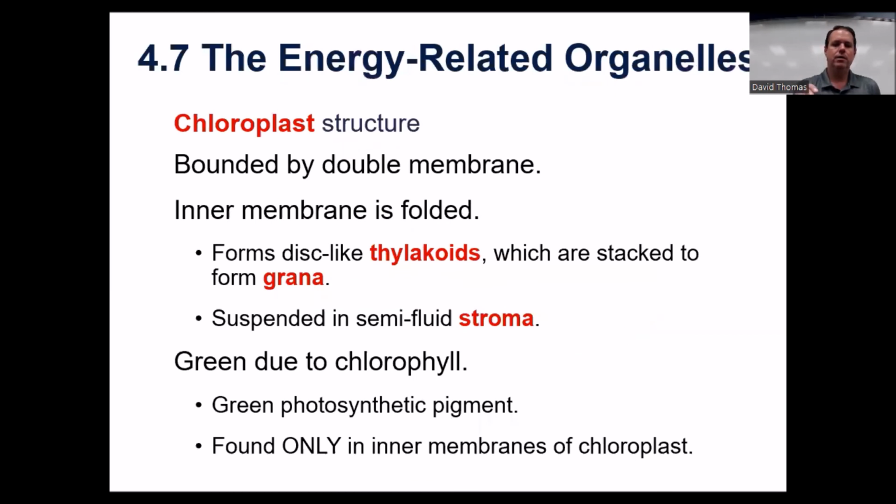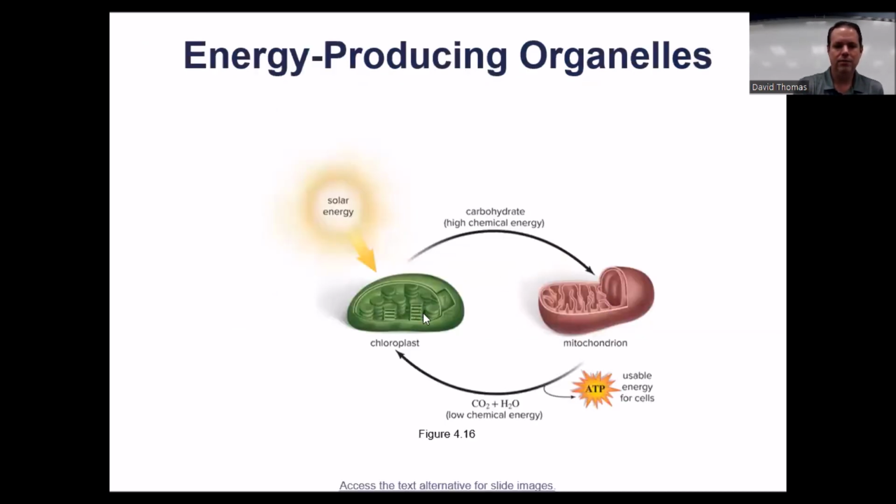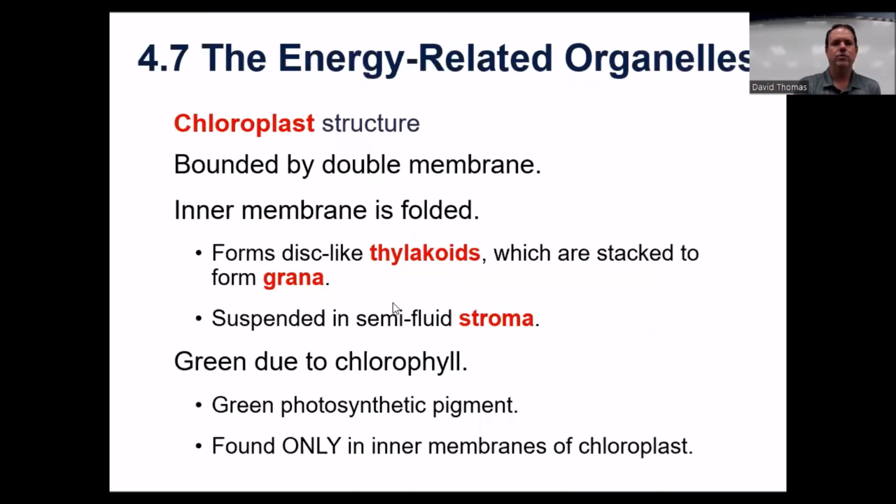And the inner membrane for the chloroplast form, the structure is disc-like. If you take a look at figure 4.16, you see these almost coin-shaped structures. These are what are called thylakoids, or thylakoid membrane, and they stack up like a stack of coins would, and that forms what's called the grana.